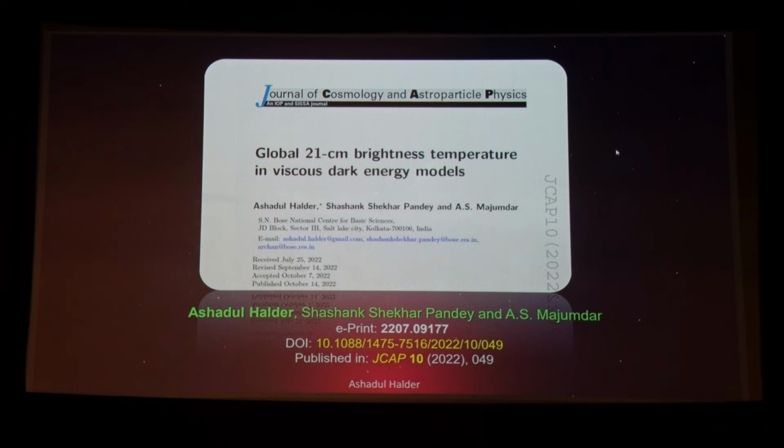This work was recently published in the Journal of Cosmology and Astroparticle Physics, where the detailed calculations are available. It is also available in our arXiv preprint. Thank you very much.